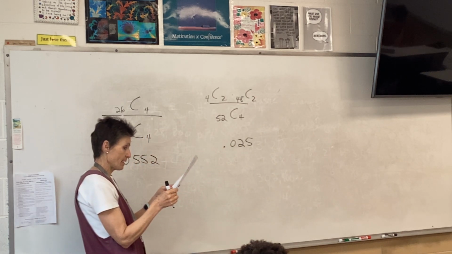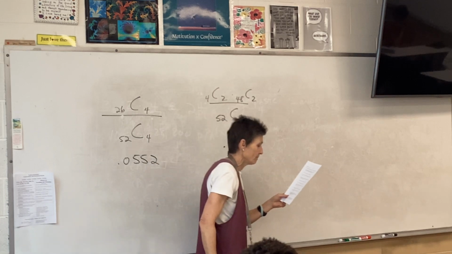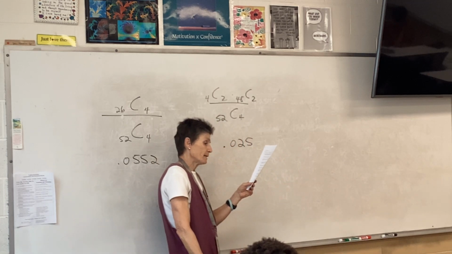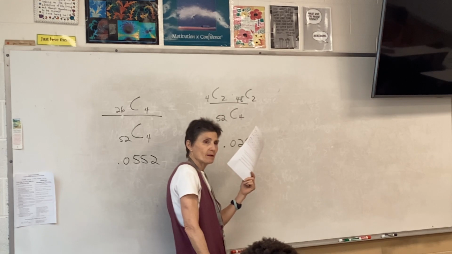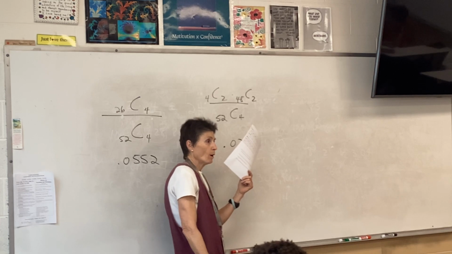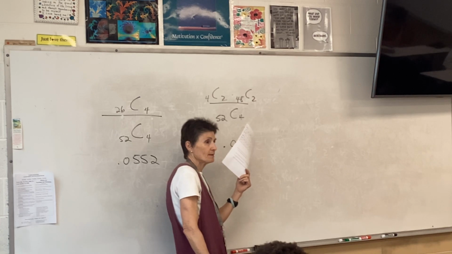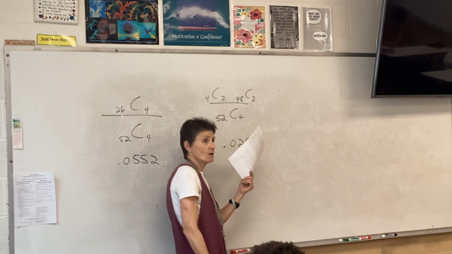All right, that was 2 queens. All right, number 10, let's look at that one. That one looks a little bigger. Let's read through it and choose a strategy. What do you think? That's gonna be a tree diagram. What are the 2 activities in the problem? Popcorn and soda.